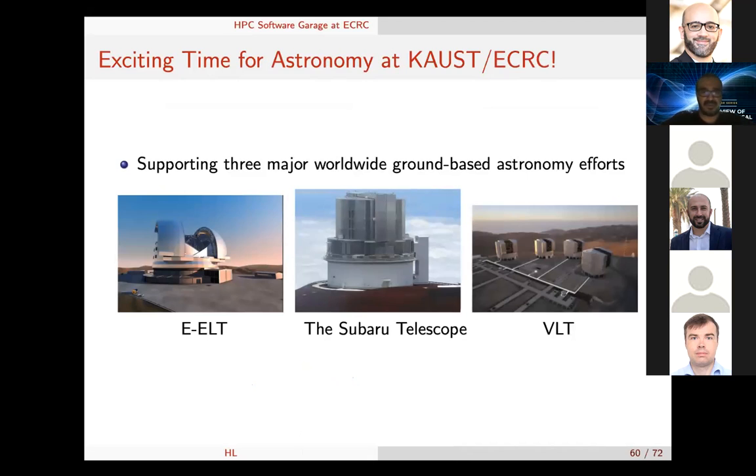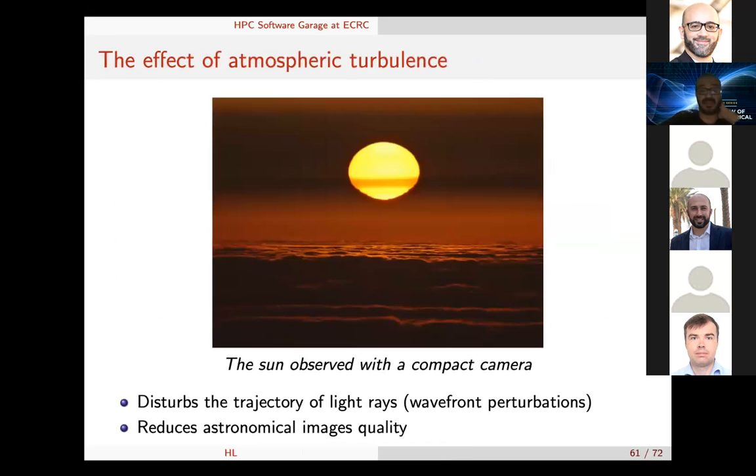We even have, I think, an SCG group on astronomy at KAUST that gets together from time to time. We're also working with astronomers from the three major worldwide ground-based astronomy sites: the European Extremely Large Telescope, the Subaru Telescope from Japan, and the Very Large Telescope. There are consortia behind those efforts, and they involve many countries.